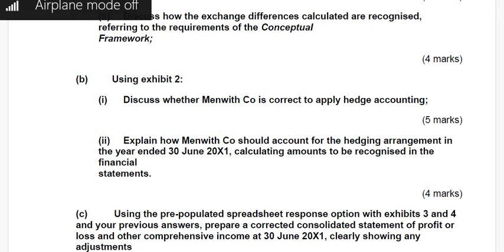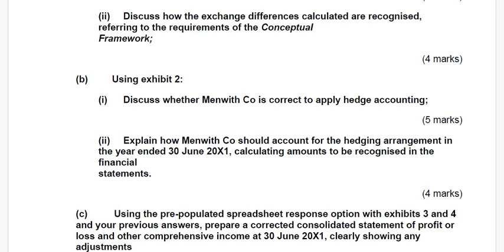We continue with requirement B using exhibit 2. B1 says discuss whether MCOR is correct to apply hedge accounting.